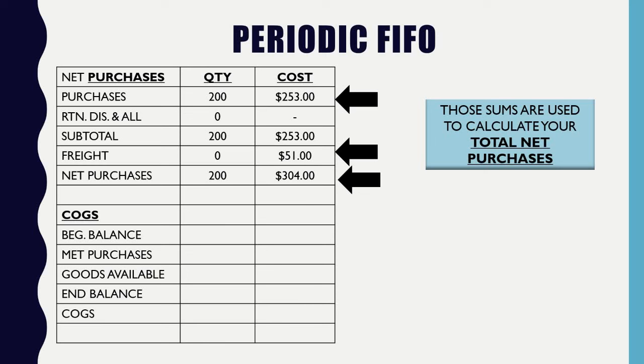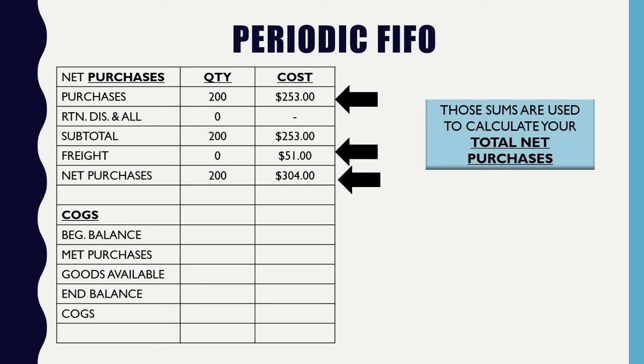So this part's going to be blank. All right? So that means my subtotal is still going to be 200 units at $253. Then we need to plug in our freight because freight adds to our total cost, but it doesn't add to our quantity because remember, freight charges are separate from our actual purchases. So we need to combine what those freight charges are.